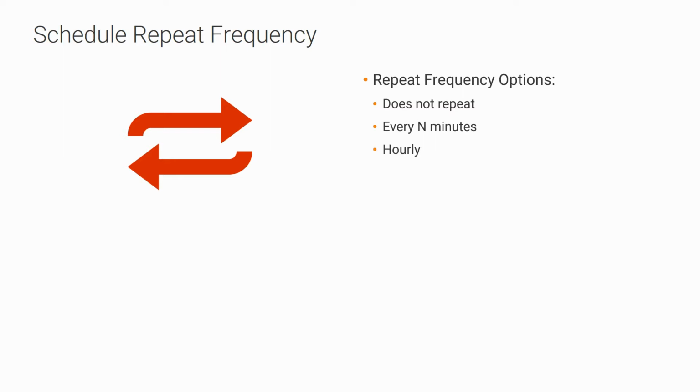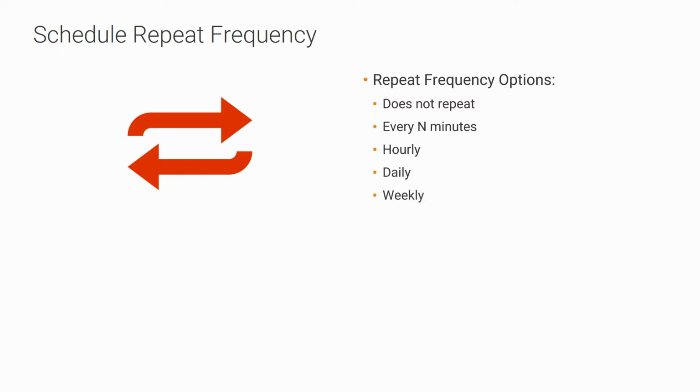Hourly. This means that the task will run on an interval based on a specified number of hours. The minimum value is 1 and the maximum value is 12. Daily. This means that the task will run once each day. The start time of the schedule determines the time that the task starts each day. You can specify if you want the task to run every day or only on weekdays.